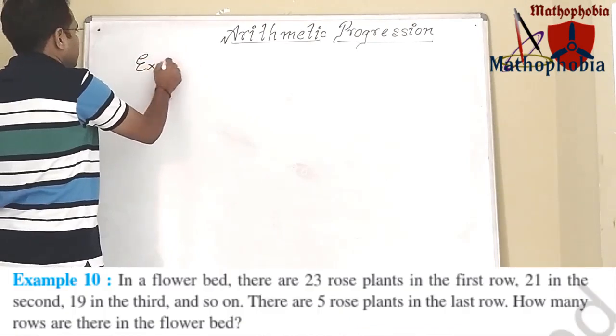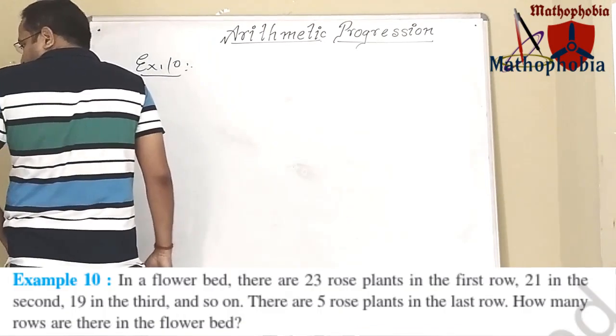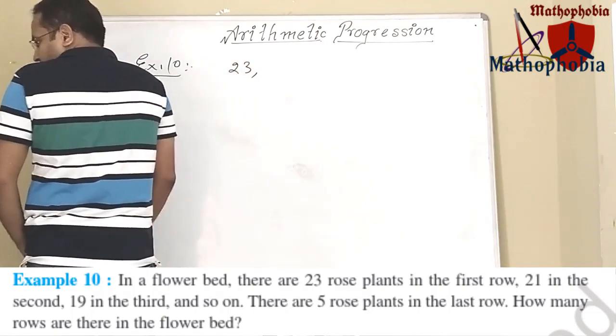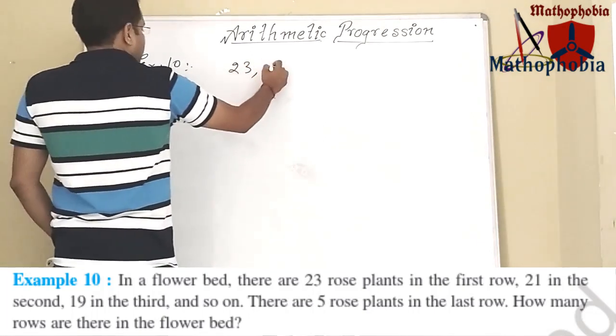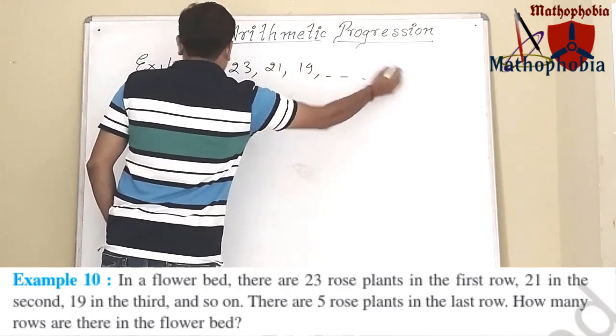Example 10. It says that in a flower bed there are 23 rose plants in the first row. Okay, in the first row there are 23 rose plants. Then 21 in the second, 19 in the third, and so on.